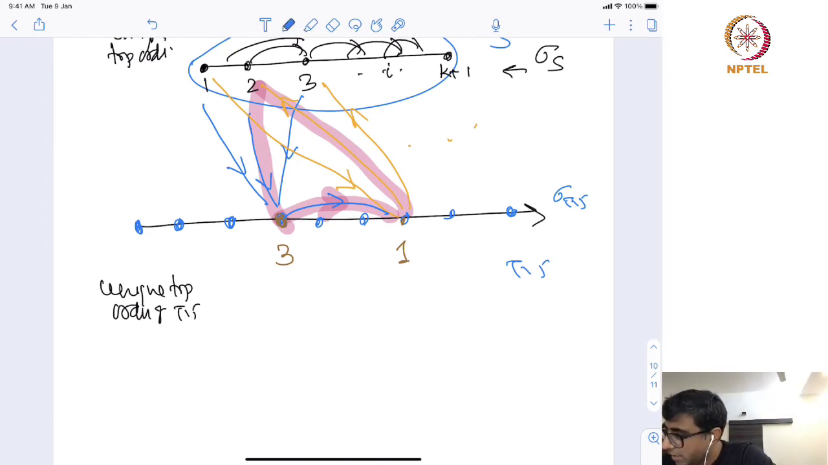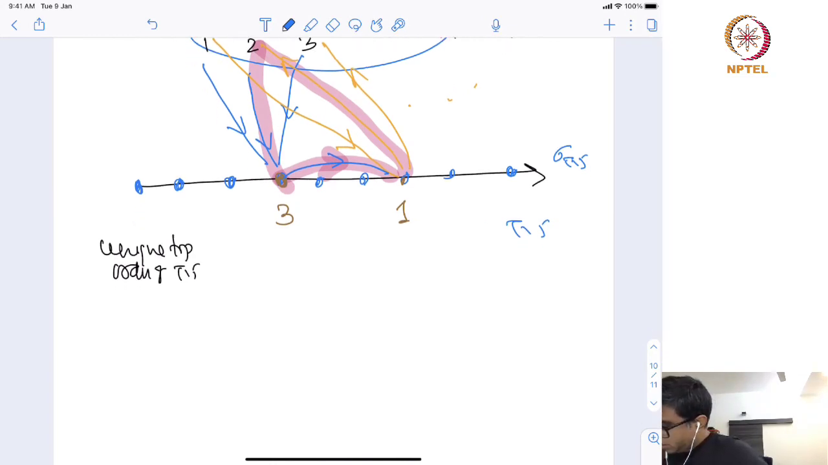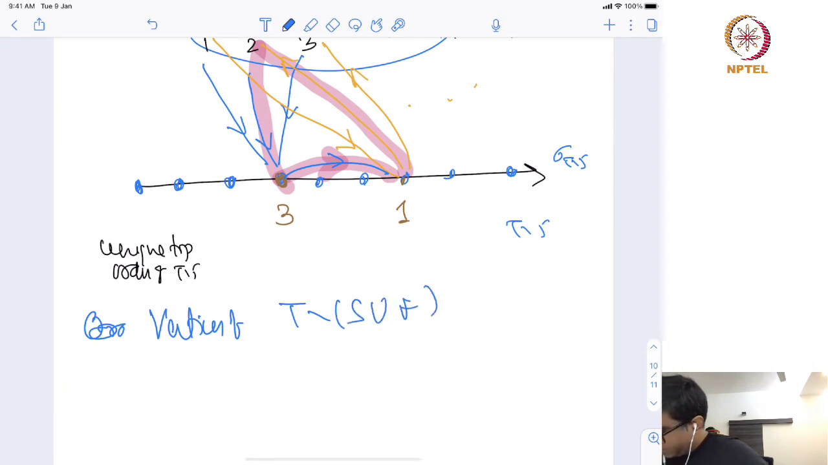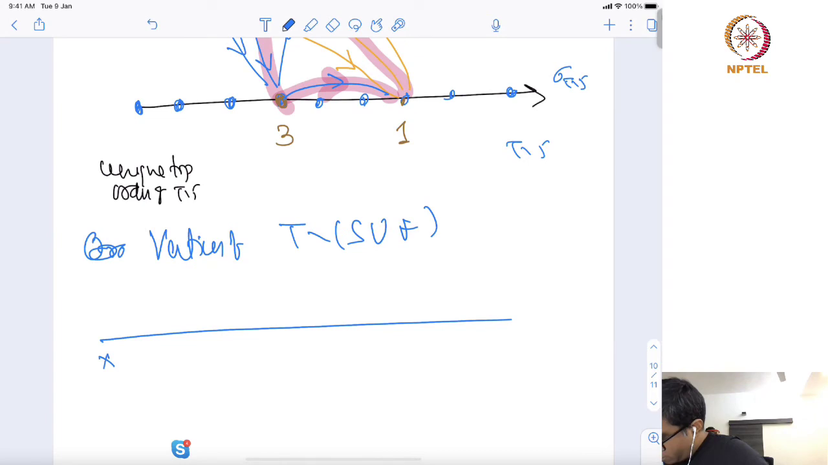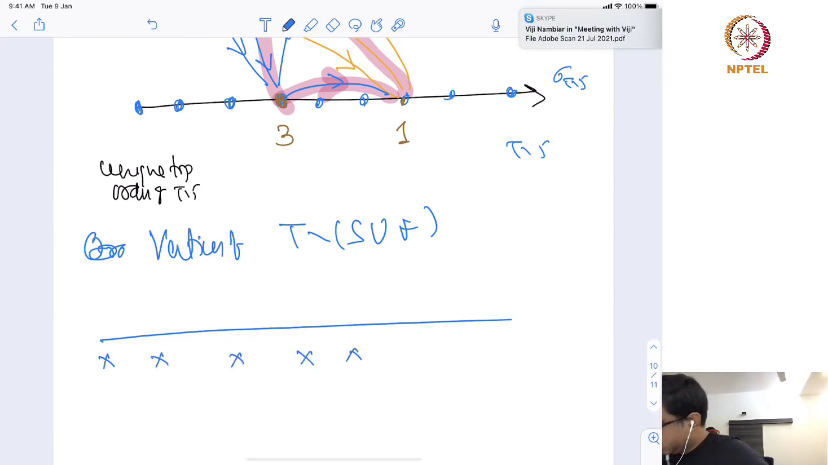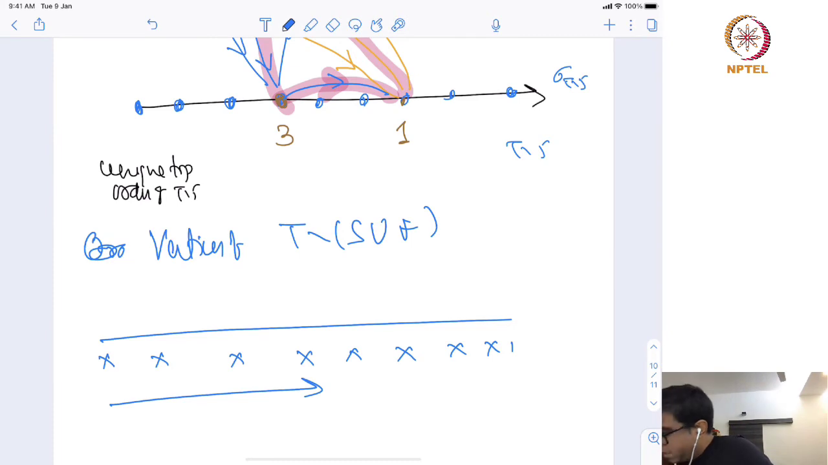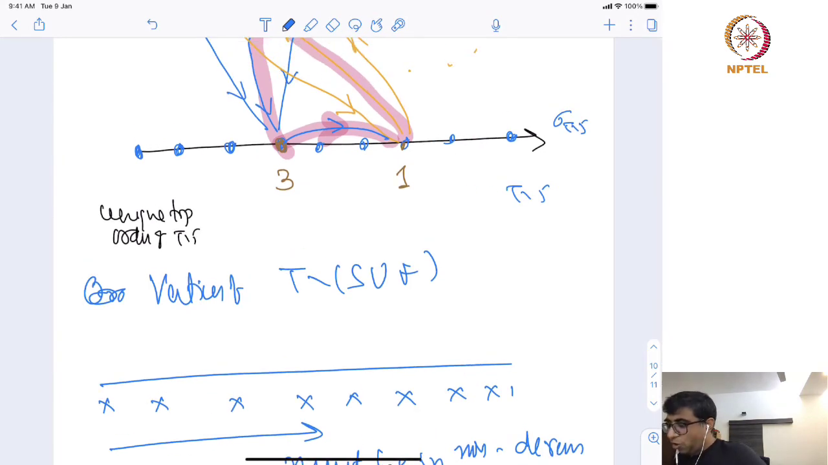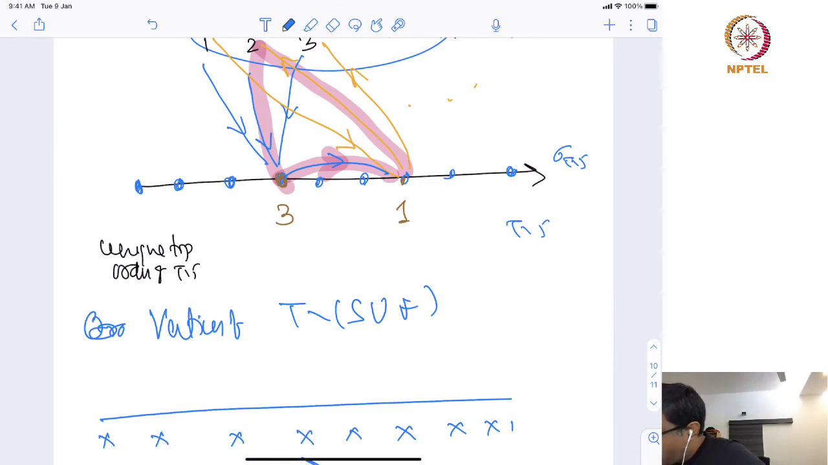So what does it mean? It means if we look at the vertices of T minus S union F and look at the ordering of these vertices, look at the numbers of these vertices, right? They must be in non-decreasing order, because if they are not in non-decreasing order, then it will form a cycle.